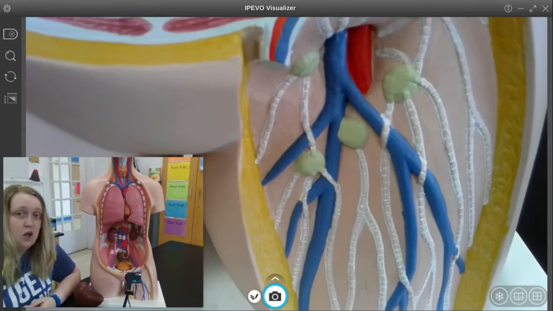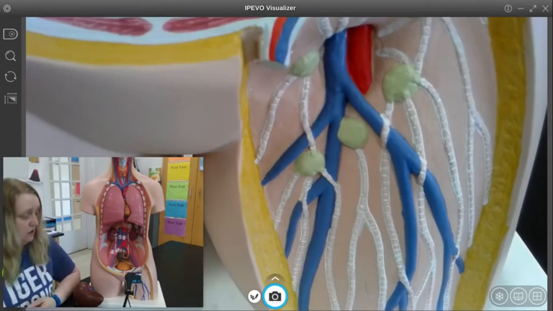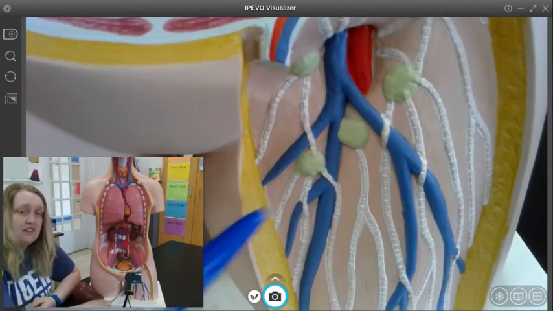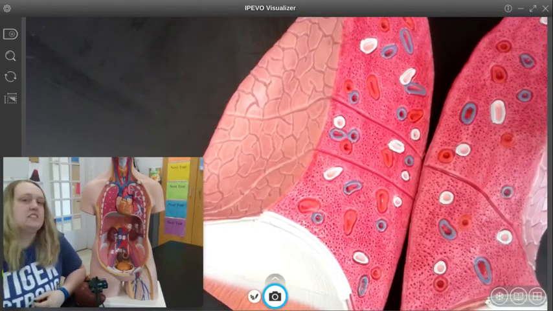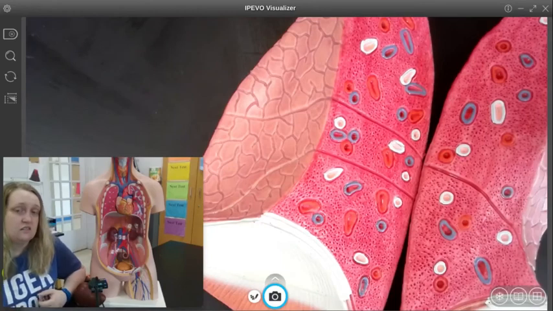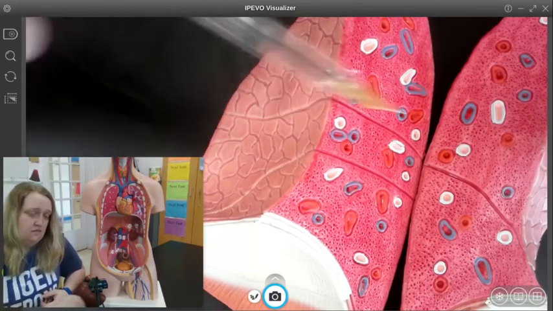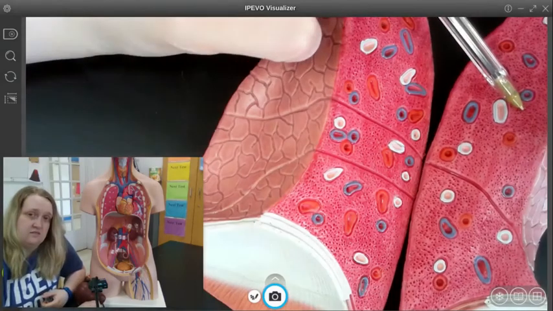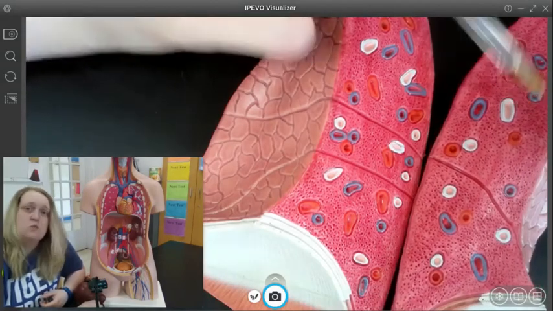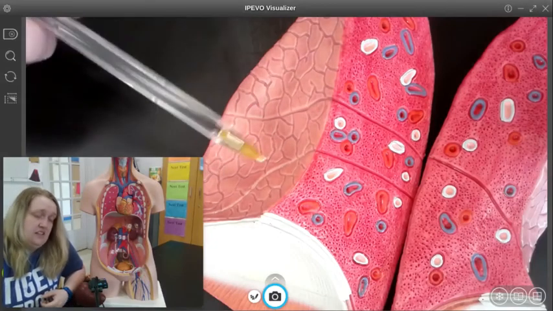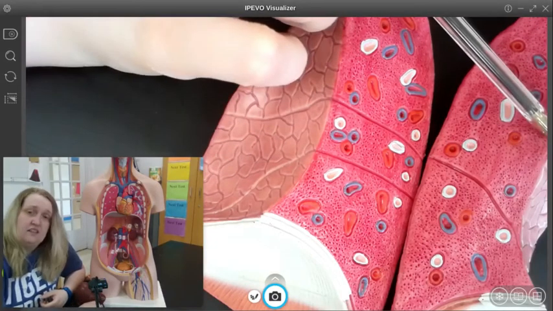Number 16 is, what body system are the structures in green associated with? Or what body system are they found in? 17 is going to do with the lungs. This is the right lung, and this is the left lung. The question is, what is the difference that you see between the two? Again, this is the right lung, and this is the left lung.